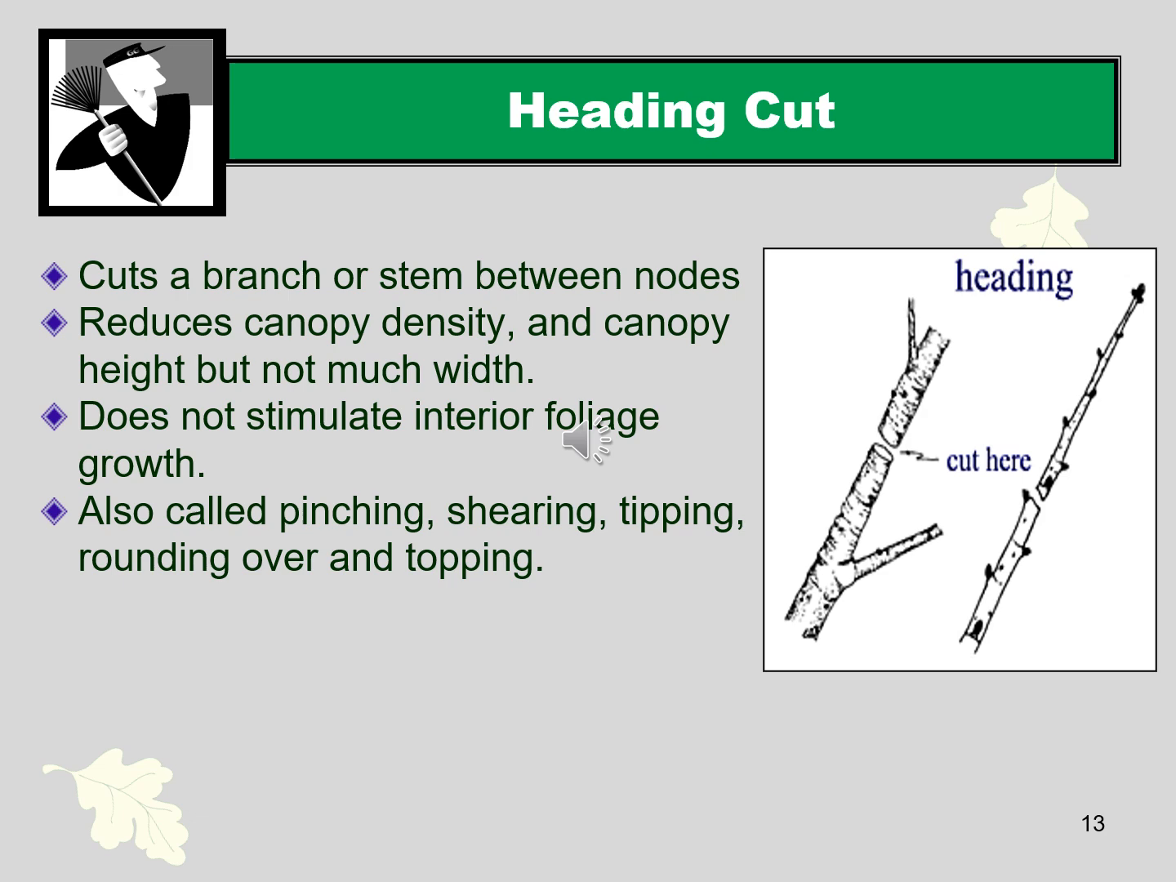A heading cut is where you cut a branch off, but you cut at the internode, so in between the two lateral branches. And it doesn't cut it all the way back to the next lateral branch, as the reduction cut did. This reduces the canopy density, but also the height, but it won't reduce the width too much. It does not stimulate interior foliage growth, as some other cuts can. This is also called pinching, shearing, tipping, rounding over, or topping.